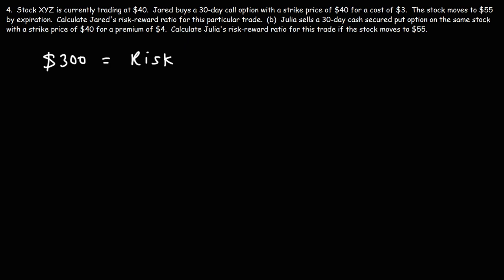Now what about his potential reward? So what happens if the stock moves to 55 by expiration? At expiration, the value of the call option will be the difference between the stock price and the strike price, because he can go and exercise the call option, buy 100 shares at 40, and then sell them for 55 at the market. Thus, he'll experience a gain of $15 per share. So the value of the call option will be worth $15. So $15 times 100 means that he can sell the call option for $1,500. That is the reward.